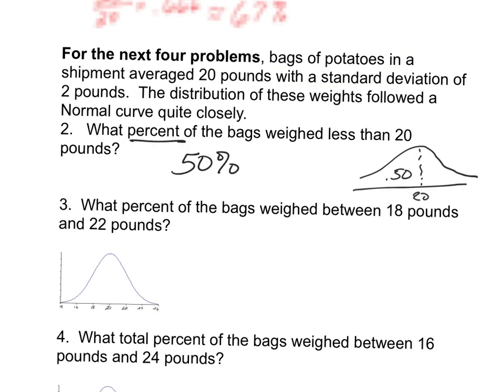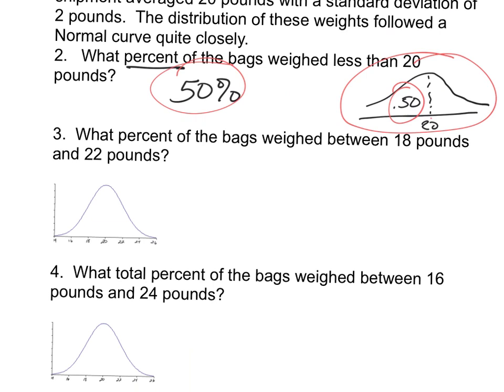Okay, for this next section, we're going to use this problem for the next four problems. We're talking about bags of potatoes, average is 20 pounds, standard deviation of 2. I quickly sketched it right here because what percent of the bags weigh less than 20? Well, less than the average would be 50%. All right. Then I created my graph here for every single problem. So between 18 and 22 pounds, that's going to be 68% per the empirical rule.